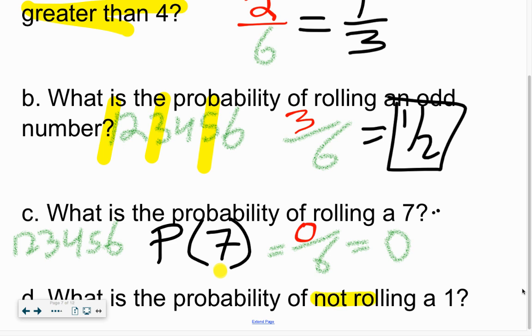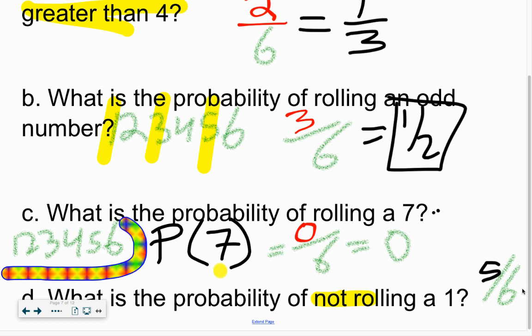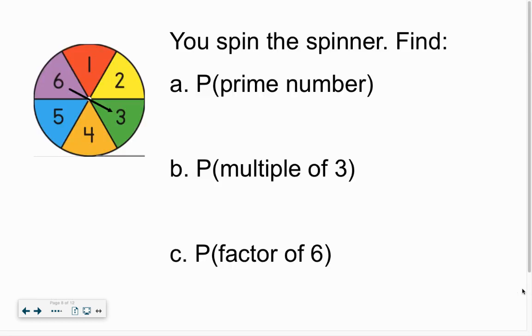What's the probability of not rolling a 1? How many numbers are not 1? 5 out of the 6 are not 1. If you need to go back and list out all the possible outcomes every time, do that and look at how many of them are not 1. Count them up, the favorable outcomes, 5, and that's just how we write it as a fraction.